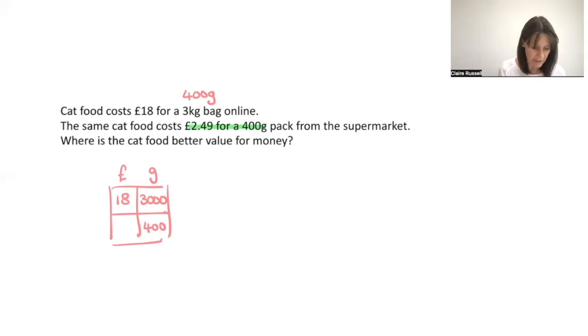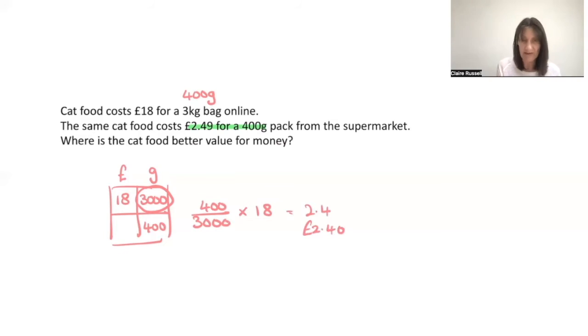Okay, so we're going to put our trapped number on the bottom. Remember the one in this corner there. The other two I'm going to put in any which way I like. Throw it in the calculator. I get 2.4, which is £2.40 in money. And now I can make that comparison and say that online is cheaper. Make sure you always answer the question, where is the cat food better value for money? Online.